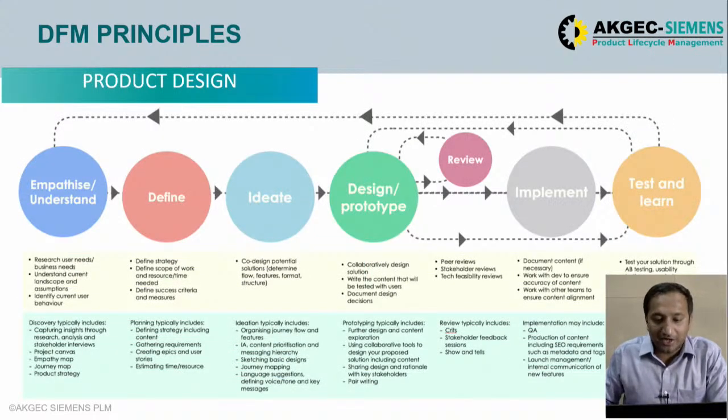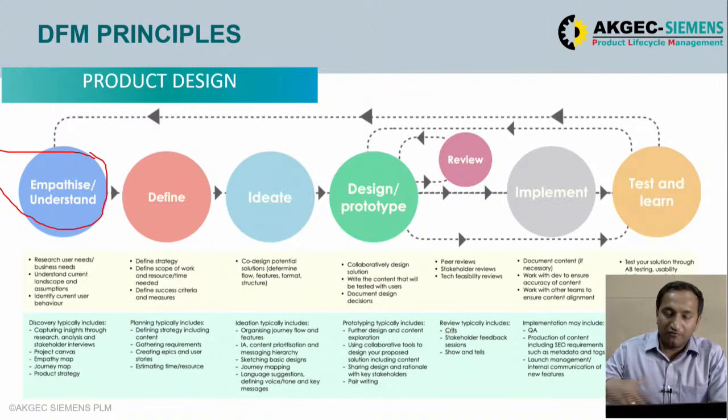Next is product design. Now product design is a very important phase in design for manufacturing, and it deals with 6 essential steps. First, we want to understand the problem, which is empathize and understand. So to understand the problem, let me give you an example of a case study.